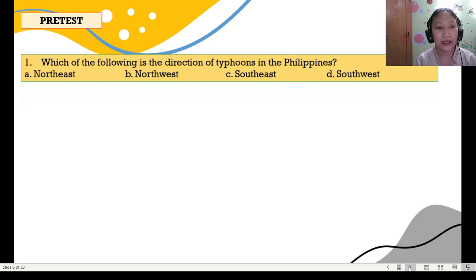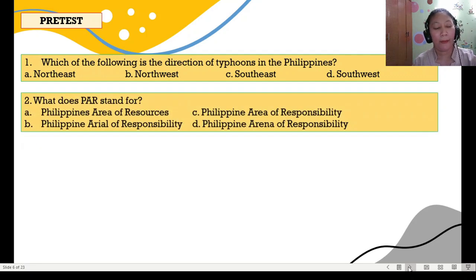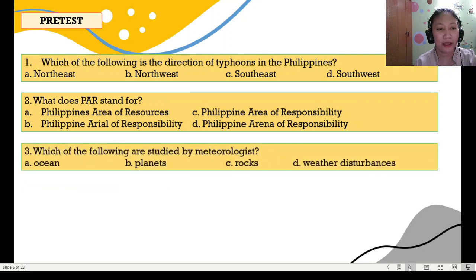For the pre-test, let me read the question. Number 1. Which of the following is the direction of typhoons in the Philippines? A. Northeast, B. Northwest, C. Southeast, D. Southwest. Number 2. What does PAR stand for? A. Philippines Area of Resources, B. Philippine Area of Responsibility, C. Philippine Area of Responsibility, D. Philippine Arena of Responsibility.